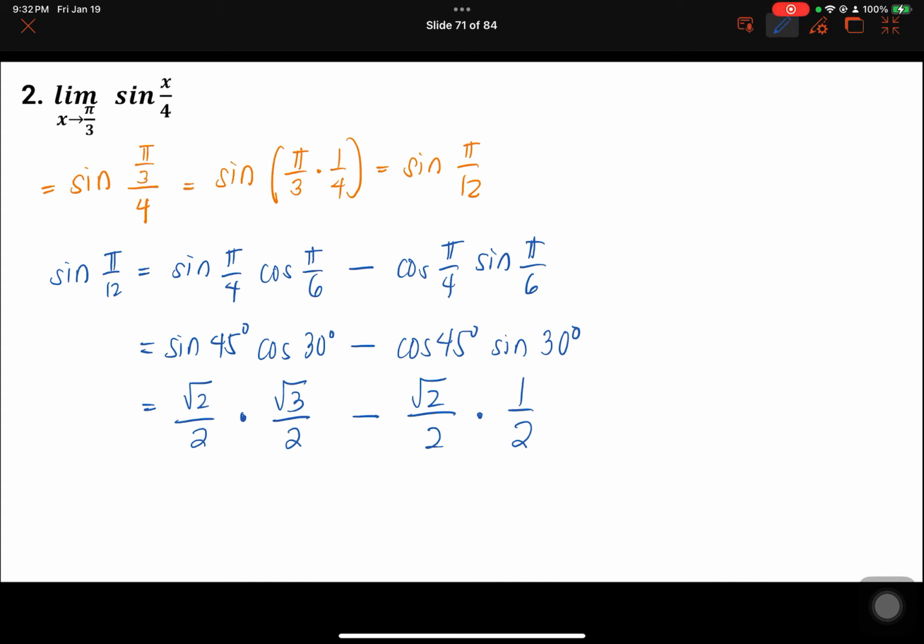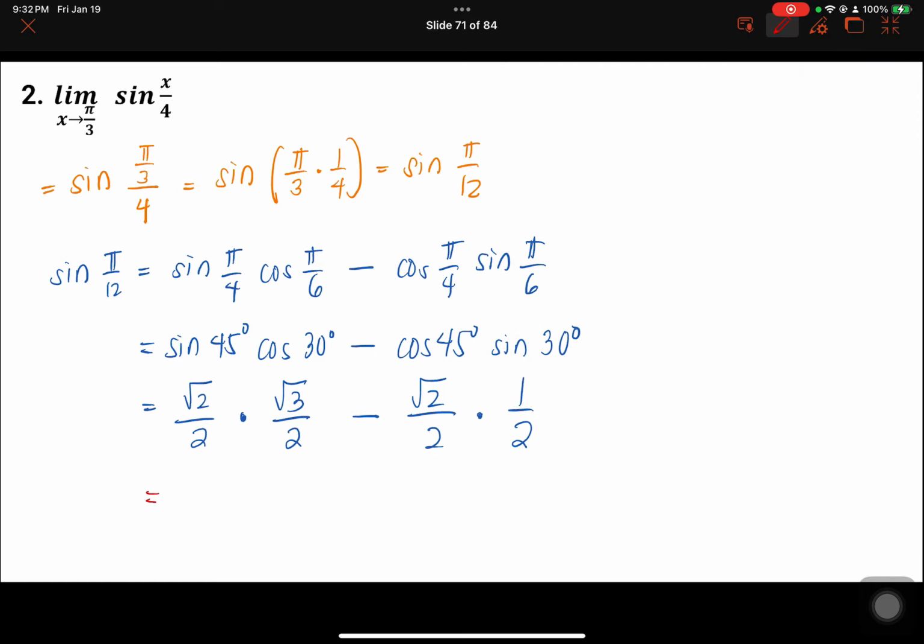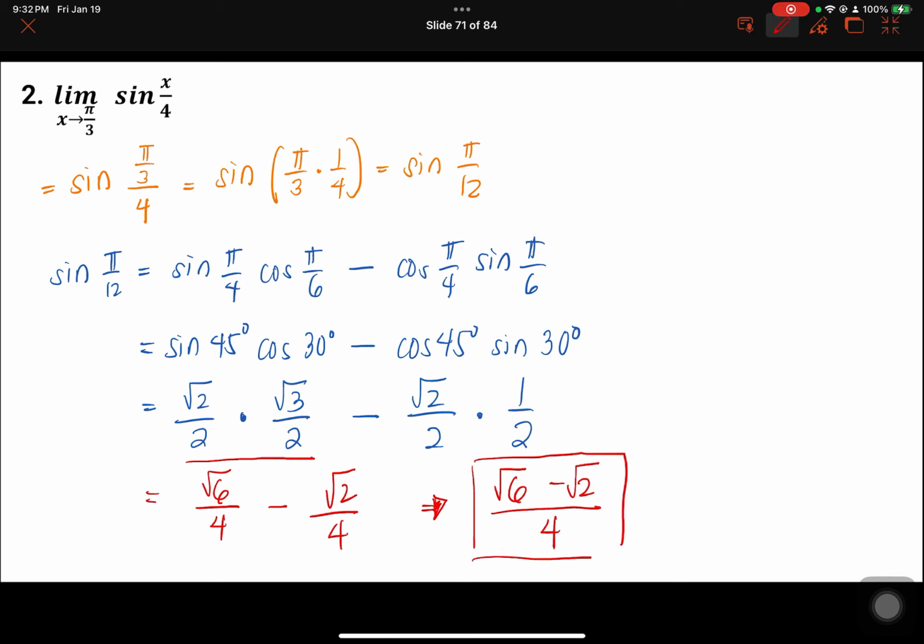So, mapapansin mo, like terms naman, lahat sila sa ilalim. So, apply lang natin. Ito muna, square root of 2 over 2 times square root of 3 over 2. 2 times 3 is square root of 6 over 4 minus square root of 2 times 1 is square root of 2 over 2 times 2 is 4. Kaya ang magiging sagot natin dito ay square root of 6 minus square root of 2 over 4. Okay?